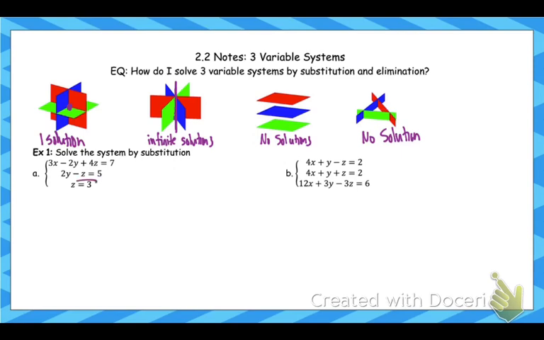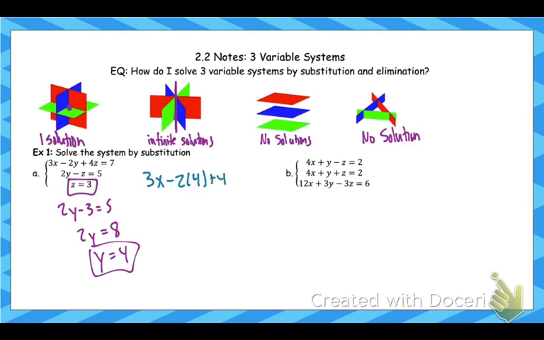The reason it's simple is that we already know what one of the variables is. I know that z is equal to 3. So if z is equal to 3, then I can solve this second equation pretty easily. I can do 2y minus 3 equals 5, 2y equals 8, and y equals 4. Now that I know that y equals 4 and z equals 3, it's pretty easy to solve this first equation, because now I can plug in 4 and 3, and I get 3x, so minus 8 plus 12 is 7, so 3x equals 3, and x equals 1.